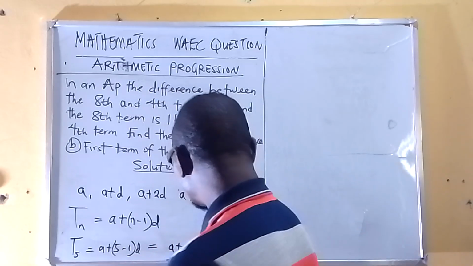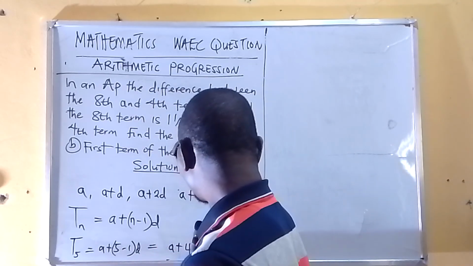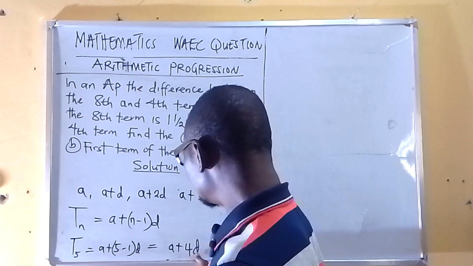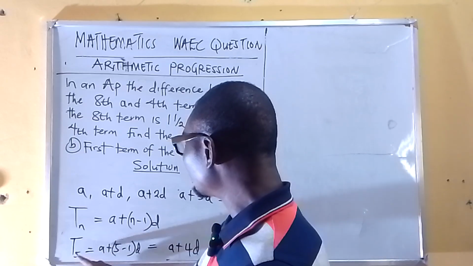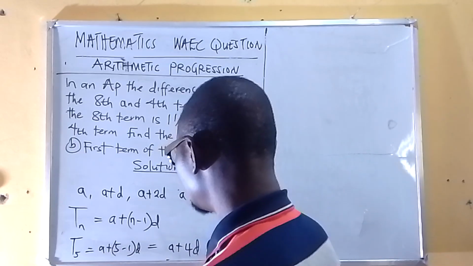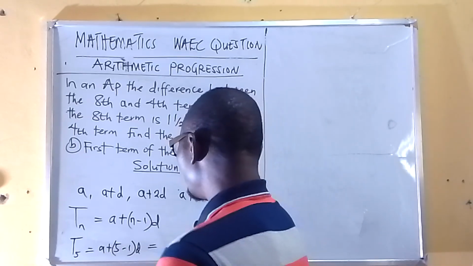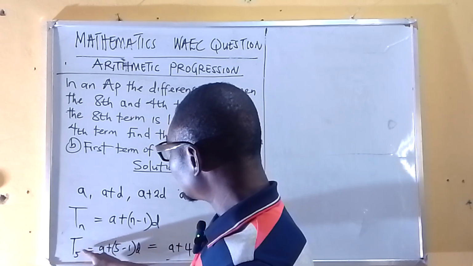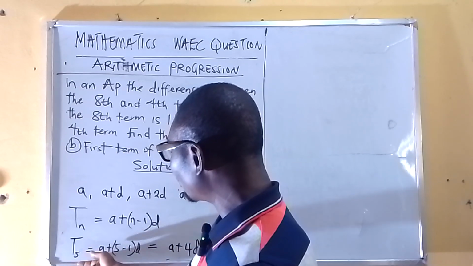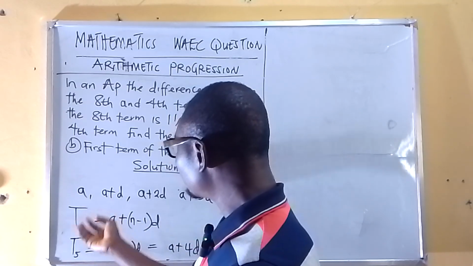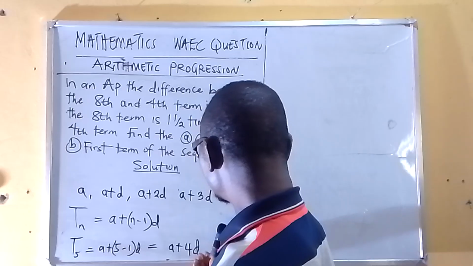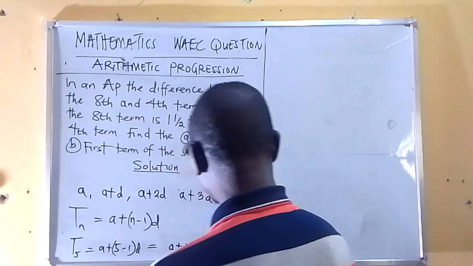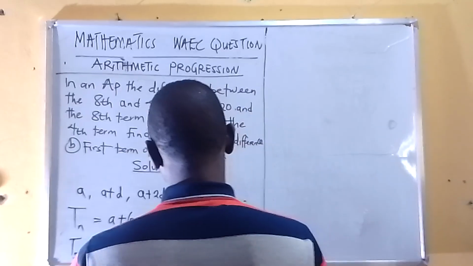Now you will note that the coefficient of the common difference, or d, is 1 less than the number of terms. So if you are looking for the nth term of an arithmetic progression, the coefficient of the common difference is 1 less than the number of terms.